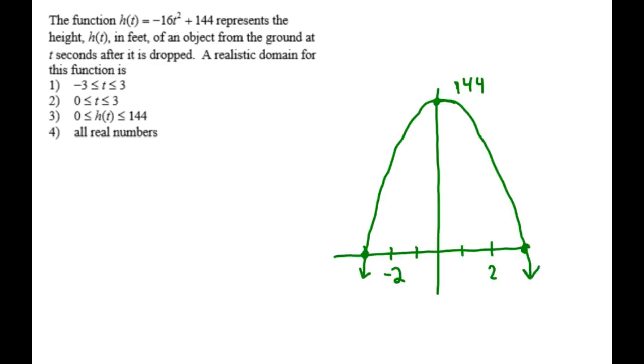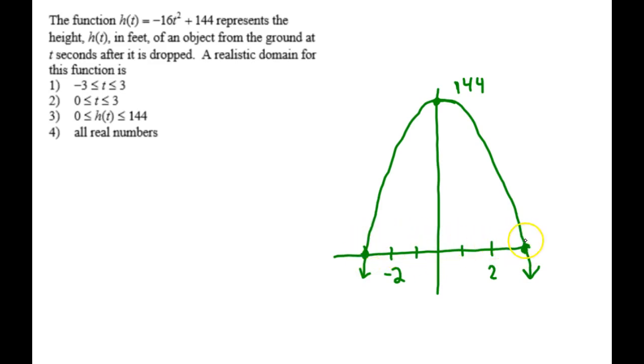So what might help us answer this question is looking at the graph. So the vertex is going to be the ordered pair 0, 144. And then we're going to have some x-intercepts of negative 3 and 3. If we put negative 3 in for t, negative 3 squared is 9. 9 times negative 16 is negative 144. Negative 144 plus 144 gives us 0. So that would be our x-intercepts. So the values we're restricted to right now are from negative 3 to 3 for our t values.